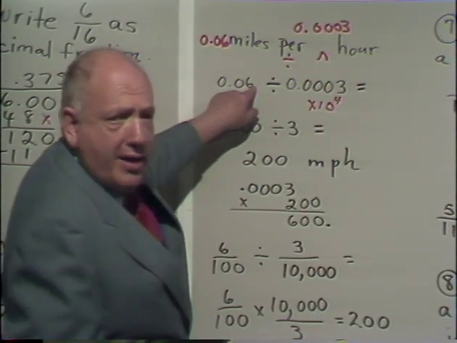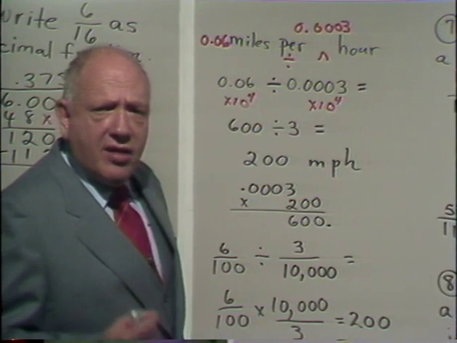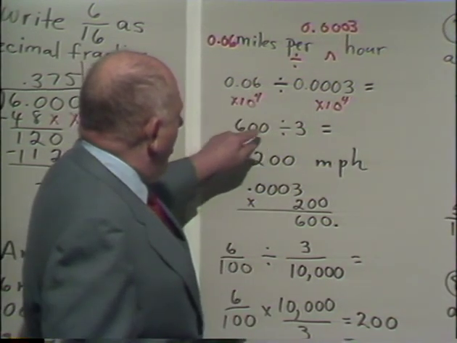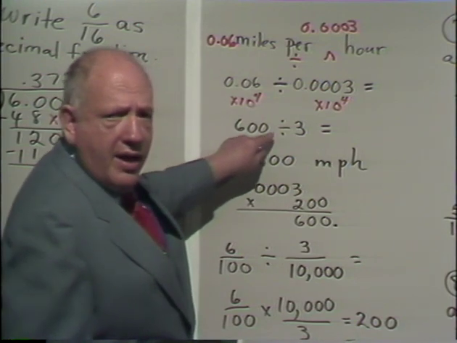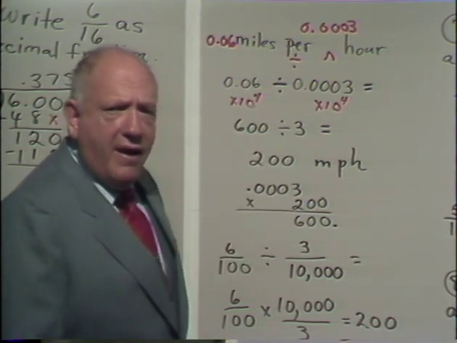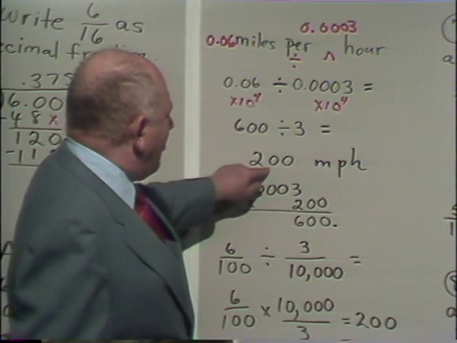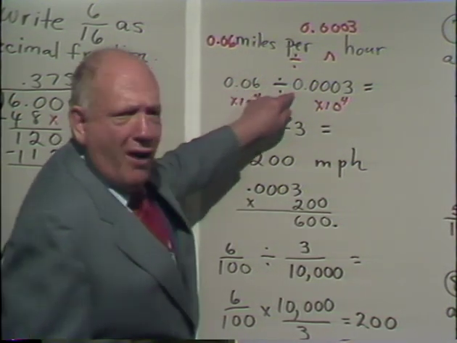That means I have to move the decimal point 4 places to the right. After I move it 2 places to the right, I've run out of digits. So therefore, I have to annex 2 more zeros as a placeholder. So this problem now becomes what? 600 divided by 3. But that's a whole number problem. You say, yeah, this is an easy problem. That's 200. But this is a hard problem.